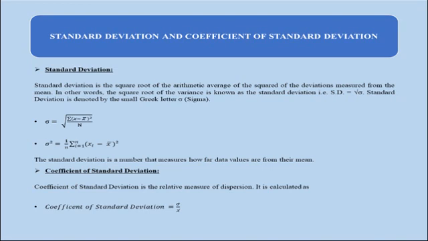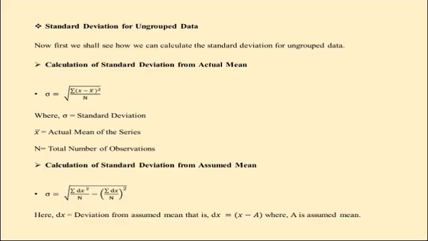Now let us understand coefficient of standard deviation. Coefficient of standard deviation is a relative measure of dispersion. It is calculated by using the formula sigma divided by x bar. Now let us understand standard deviation for ungrouped data.